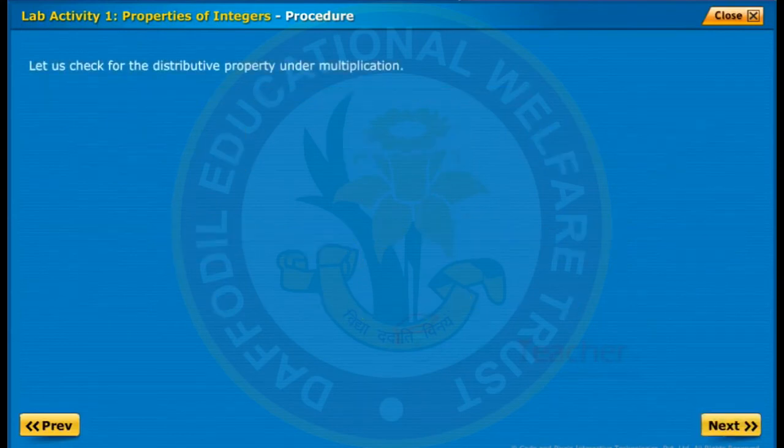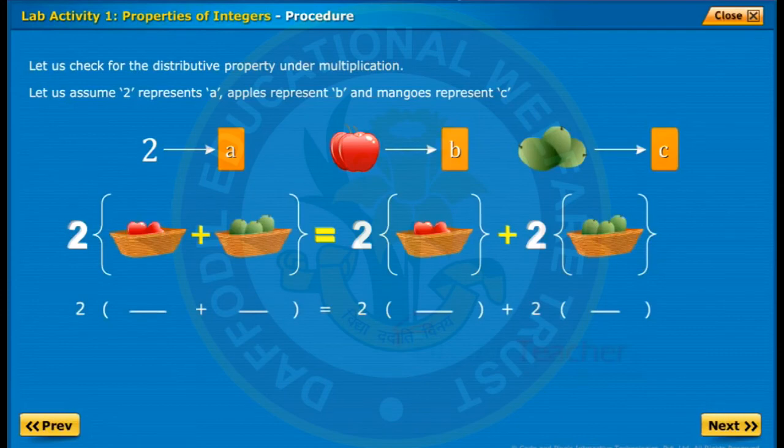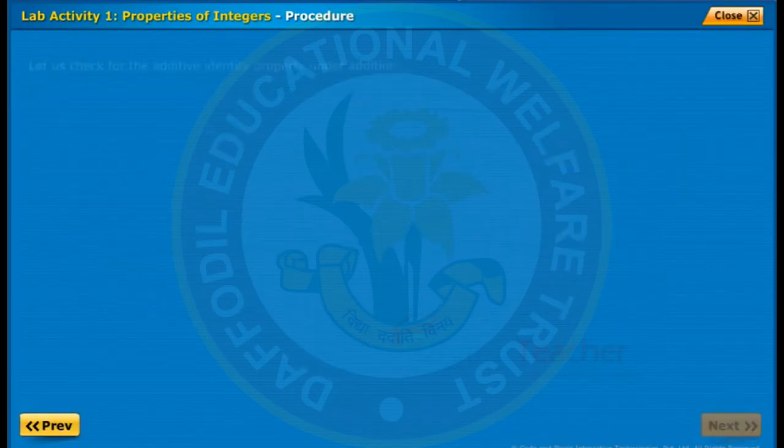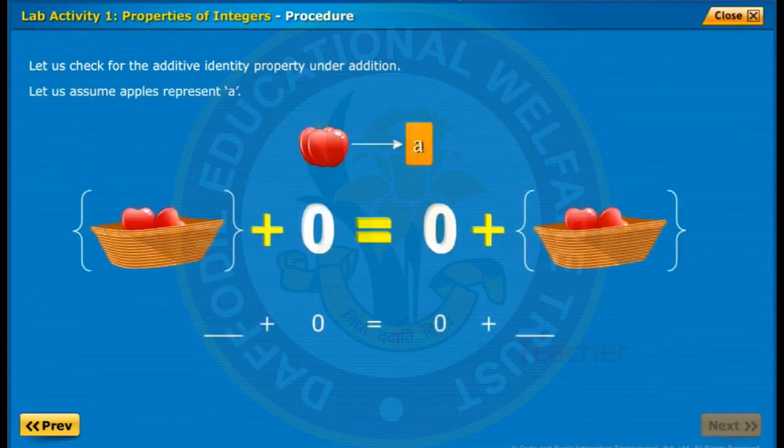Let us check for the distributive property under multiplication, and mangoes represent C. The correct numerical values of the mangoes and apples are noted in the given fields. Let us check for the additive identity property under addition. Let us assume apples represent A. The correct numerical values of the apples are noted in the given fields.